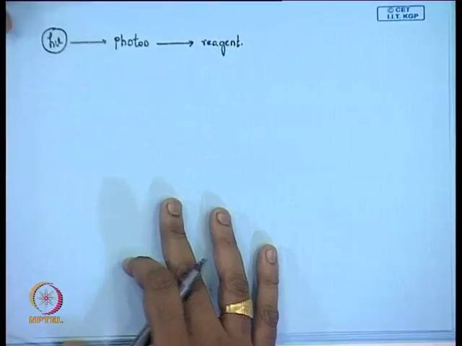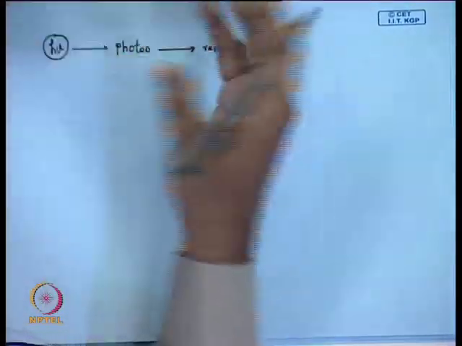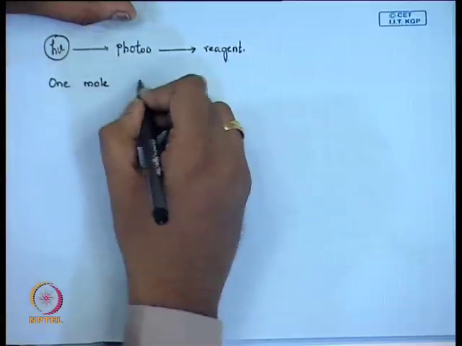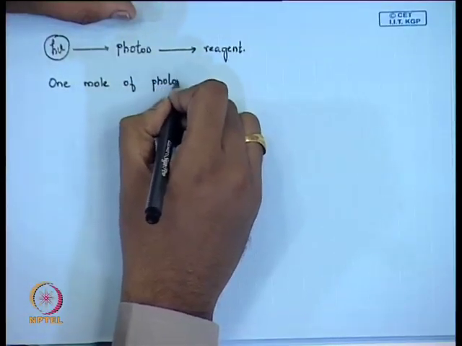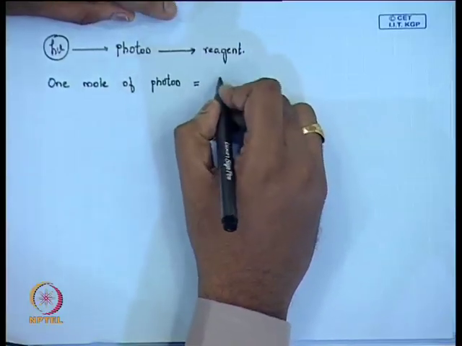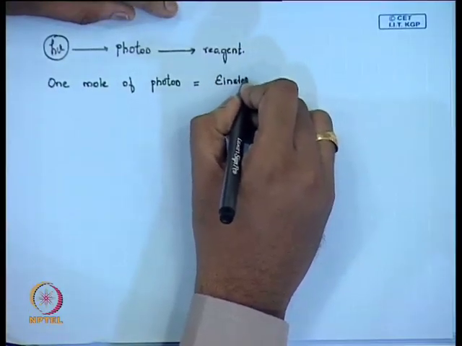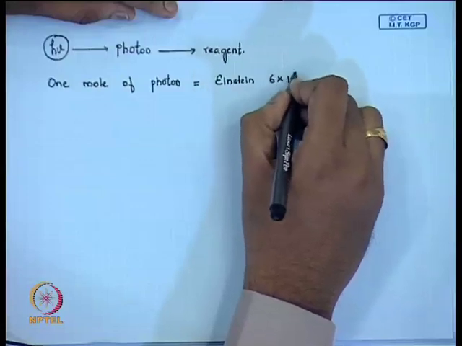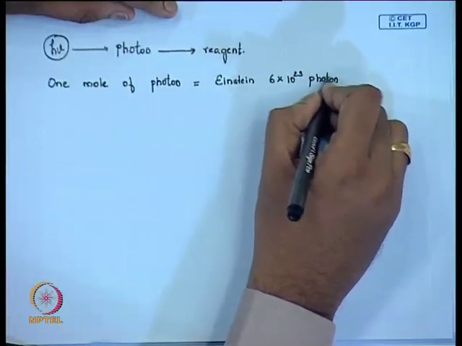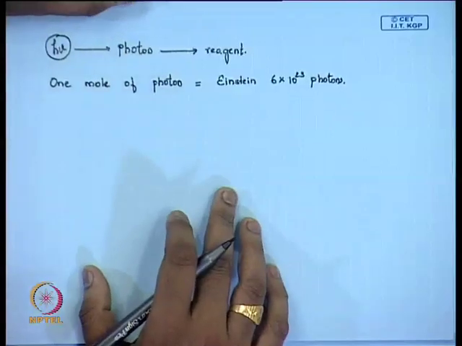Normally, if you do a chemical reaction and take a reagent, what do you do? You do it in 1 mole. You always say that it is 1 mole of reactant and 1 mole of reagent I am adding to get my product. Likewise, we can communicate for photons also. We say 1 mole of photon equals, we can call it an Einstein, that is 6 into 10 to the power of 23 photons. This we call 1 mole of photon.